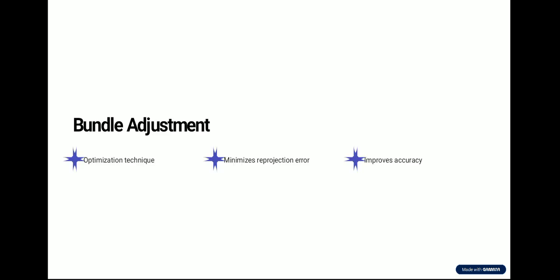Next is bundle adjustment. It is an optimization process. It minimizes the reprojection error, which is the difference between observed and predicted points. This improves the accuracy of both the camera parameters and 3D points.